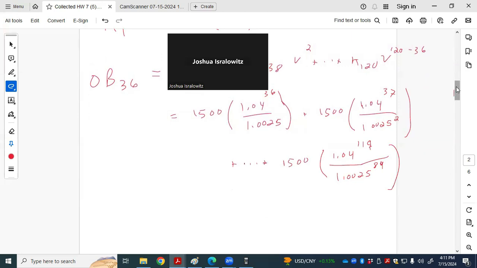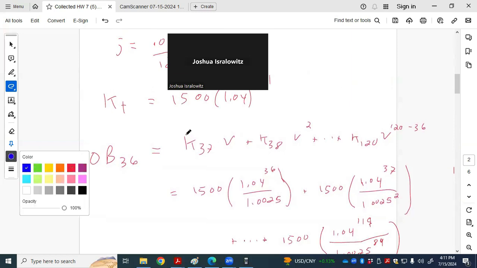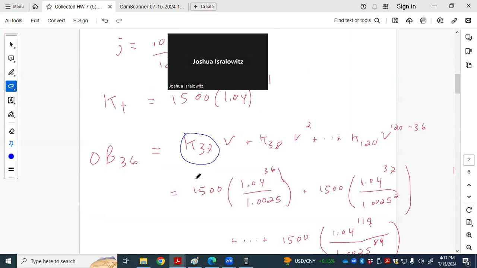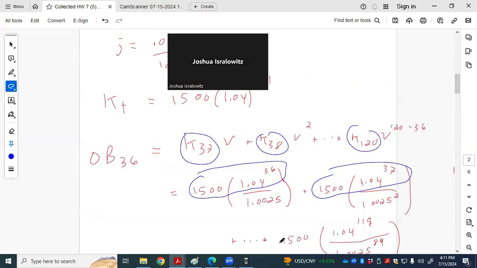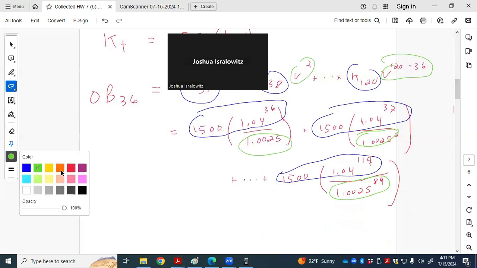Yeah, and not that there are any doubts, but in case there are, I'm skipping a step here. So this K37 is this numerator. This K38 is this numerator here, et cetera. Whereas v is 1 over this, v squared is divided by this, and v to the 84 is this to the 84, 1 over this to the 84. Right.